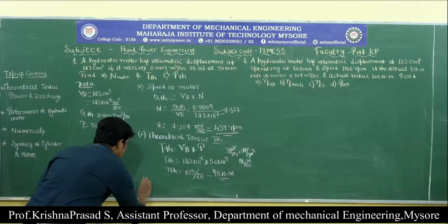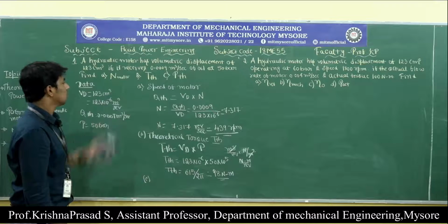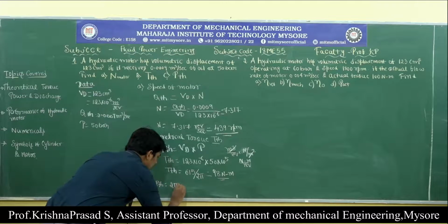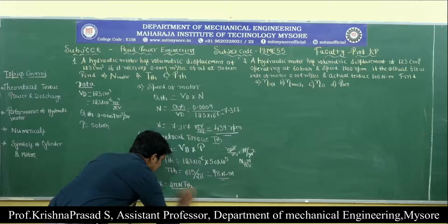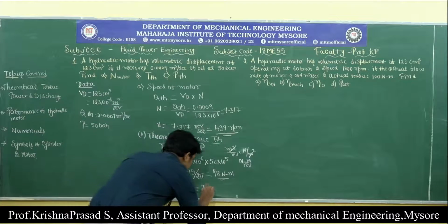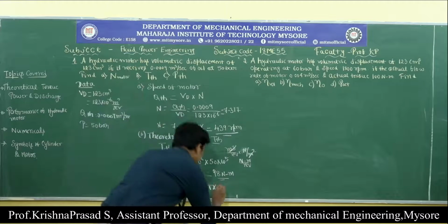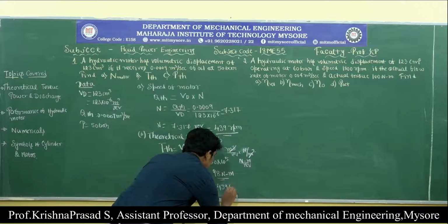And the last one, they are asking about power. So power is equal to 2 pi N TTH by 60 into 1000. So 2 into pi into what is the speed? The speed is 439 RPM into 98 divided by 60 into 1000.